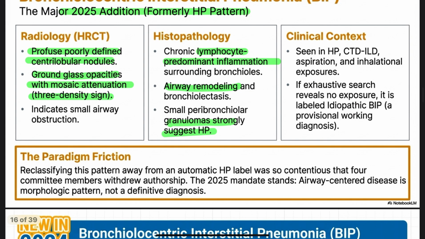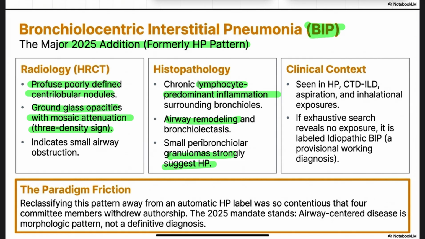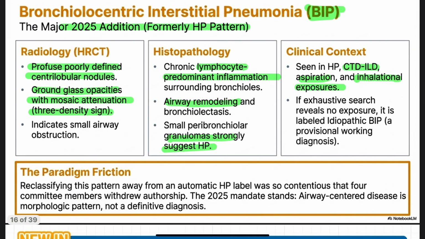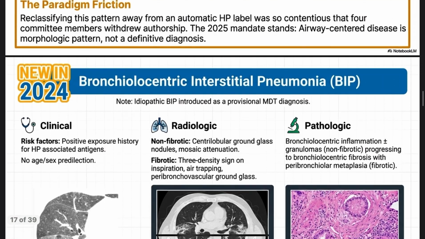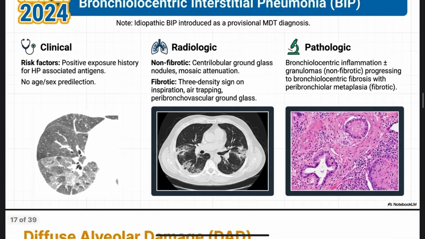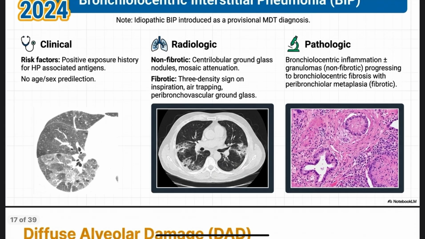So again, this BIP is not specific to HP. Now they tell it is related to CTILD, aspiration and inhalational exposure also. If exhaustive research reveals no exposure, it is labeled as idiopathic BIP. So this is a new thing. This is the famous head cheese pattern.